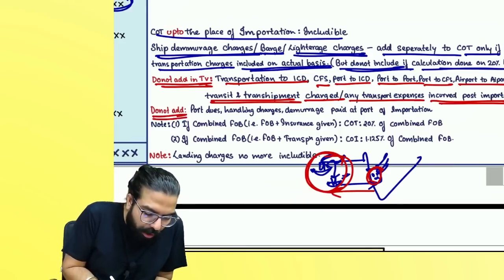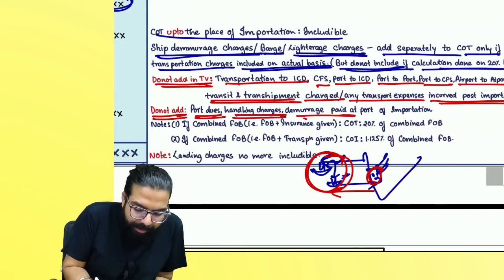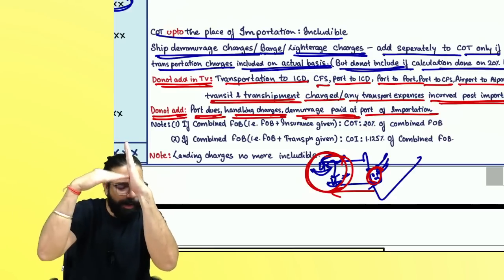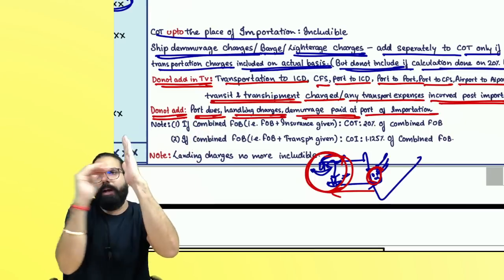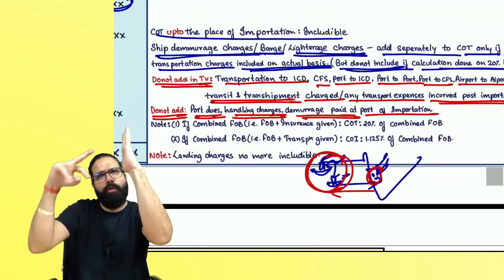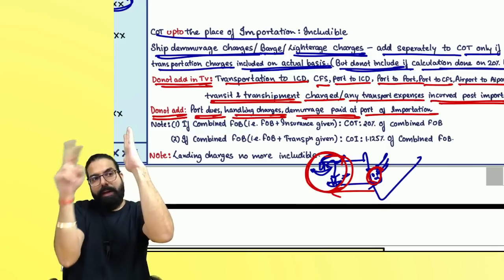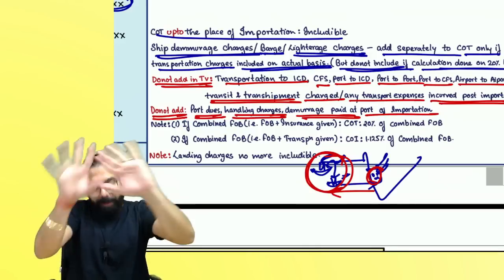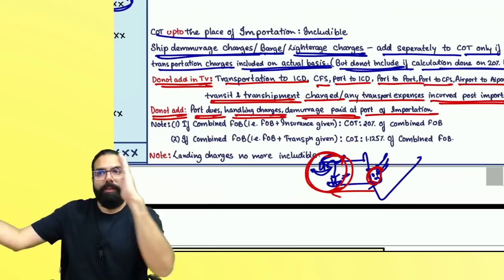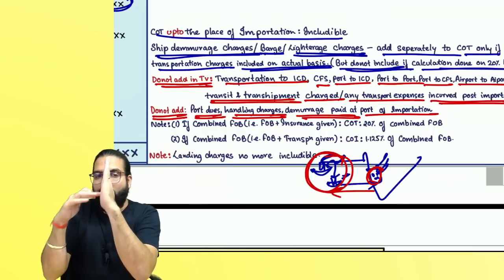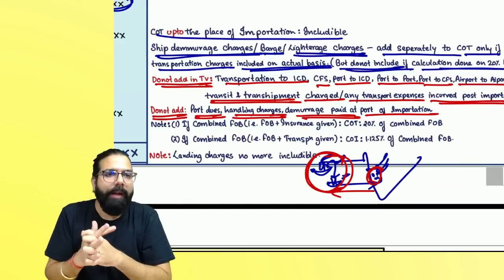The next one, do not add any port dues, handling charges, demurrage charges paid at the port of importation. Remember one thing, once the ship hits the Indian port, none of the cost is to be included. Might be the ship has hit Mumbai port, but the goods were taken to Kandla port. In that scenario, remember, those transit and transshipment costs, nothing is to be included. Once the ship hits the Indian port, none of the cost is to be included. Prior to that, or up to that time, all the costs are to be included.